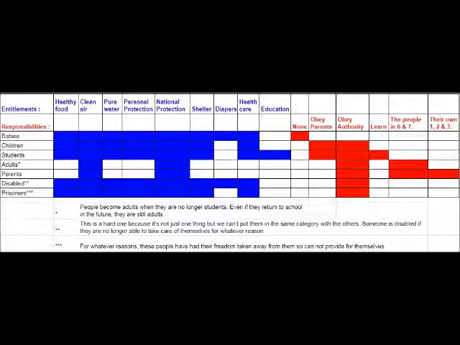So this is something that I created back in 2014, actually, when I was trying to figure out in society who has the responsibility and who has the entitlement. So I just went through and created a really, really rough chart of that.